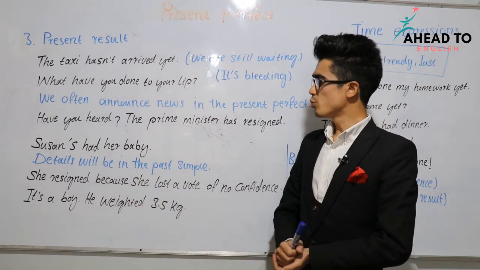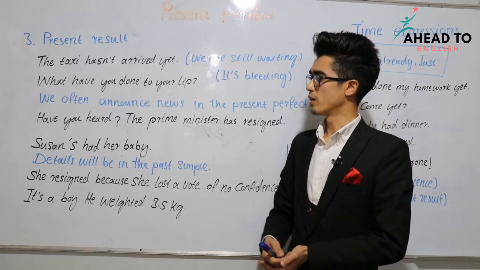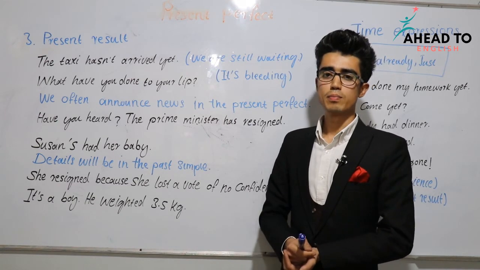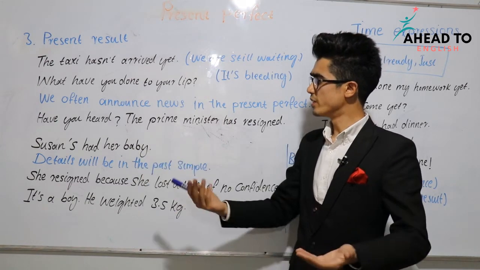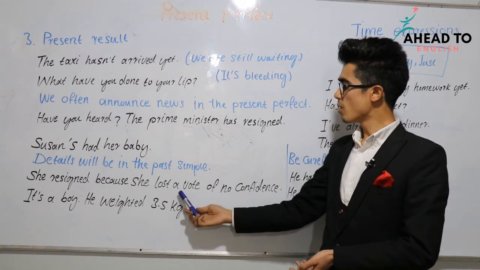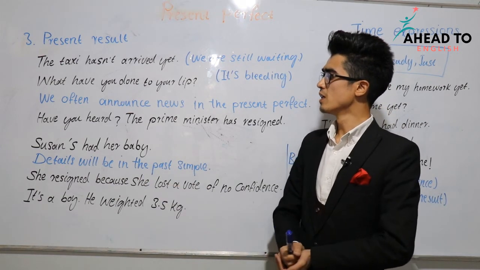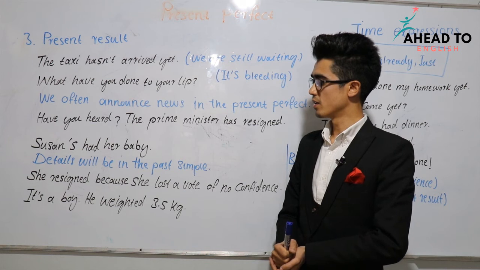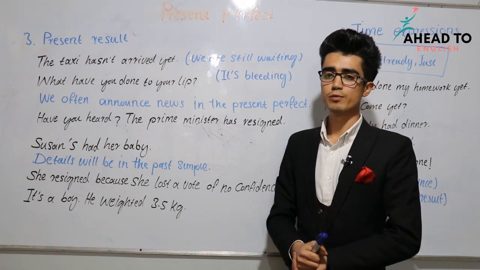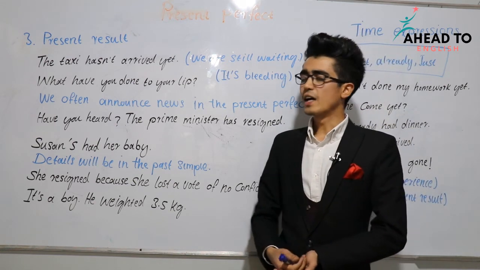And the details will be in the past simple. If you want to say more details about the news, we will say in past simple. For example, have you heard the Prime Minister has resigned? She resigned because she lost a vote of no confidence. Or Susan has had her baby. It's a boy. He weighed 3.5 kilograms.